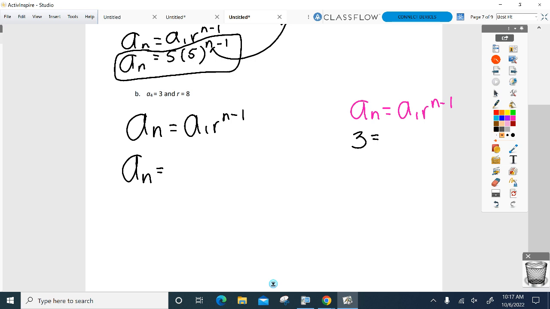Still with me here, Cindy. A1, we don't know. What's your r value? 8 times, what should I be plugging in for that n if I plugged in 3 here? 4. It's the fourth term. Perfect. Great job. Now you can find A1.